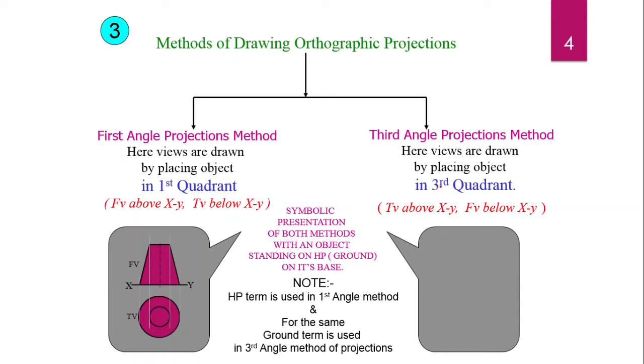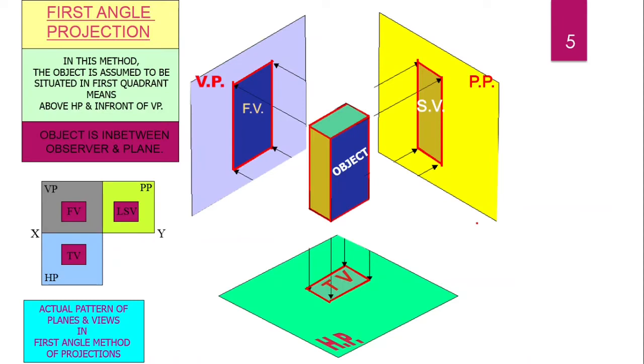In third angle projection, the object is lying in the third quadrant. We can discuss this third angle projection in detail in coming classes. And this is the representation of first angle projection. Here this object is lying in the first quadrant.